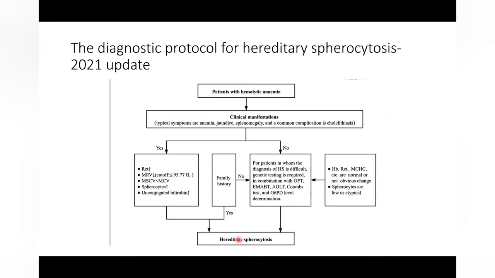They said that whenever you're suspecting a patient of spherocytosis, look at these parameters. The parameters that were suggested were: reticulocyte count is increased, your mean reticulocyte volume is decreased, your value of mean sphered cell volume is less than mean corpuscular volume, of course your spherocytes are increased, and your unconjugated bilirubin is increased.